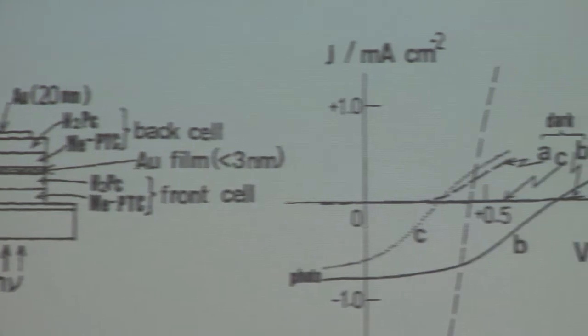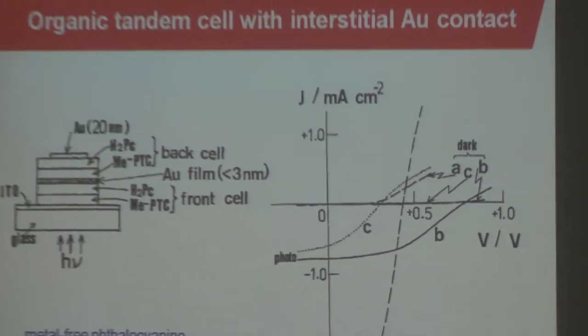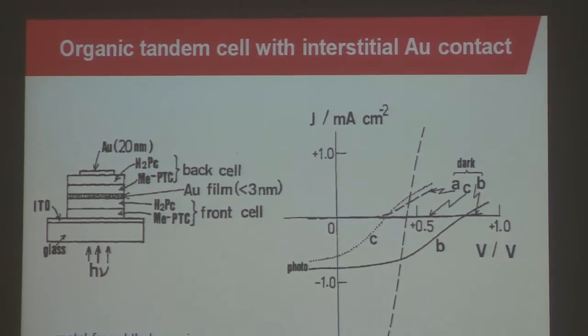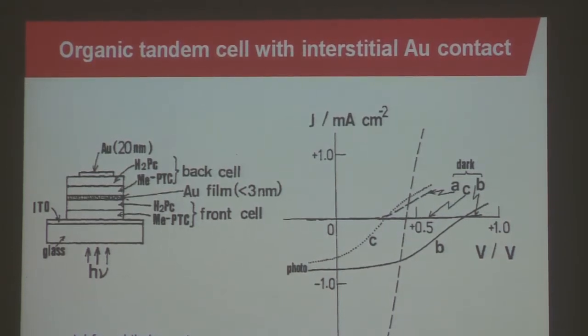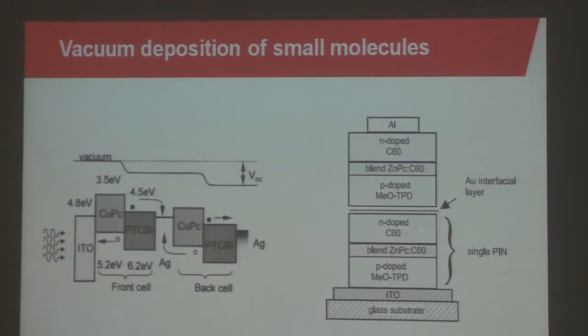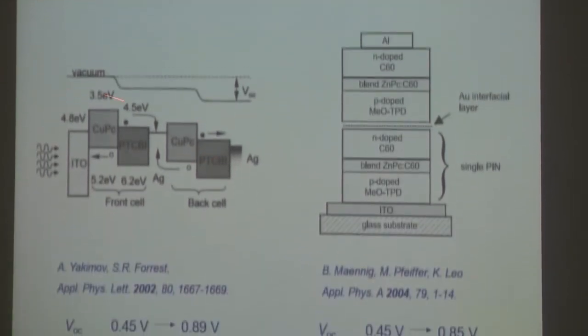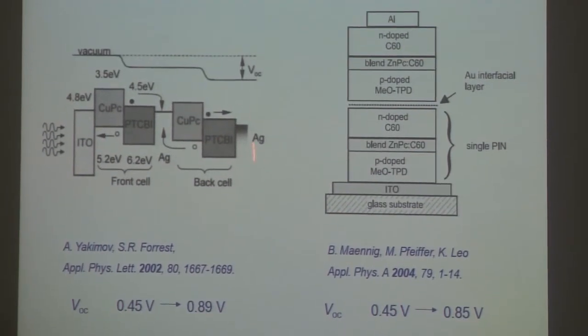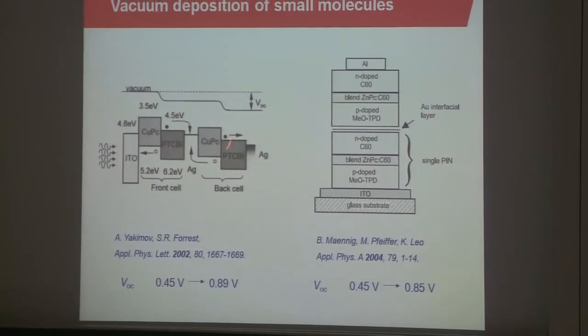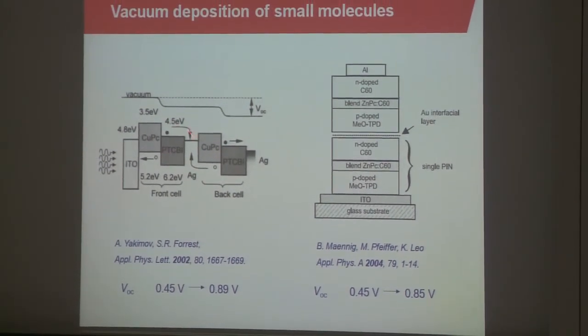You place two cells behind each other. Basically, you place two batteries behind each other, and you expect the double open circuit voltage. So that is a nice demonstration. This was followed later by Steve Forrest's group, who used the same idea but made it more sophisticated and better, and got cells that properly worked.